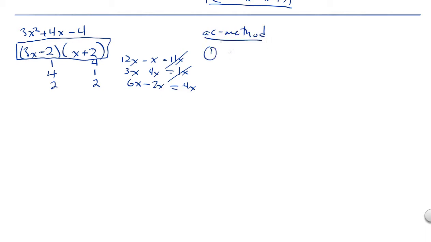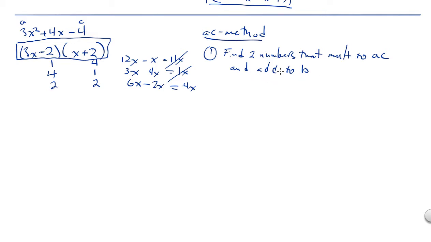Basically, you just need to find two numbers. Like before, it's very similar. Find two numbers that multiply not to C, but to AC. So first we figure out what AC is. A times C. That's the first coefficient times the last coefficient, and add to B. So two numbers that multiply to AC and add to B.